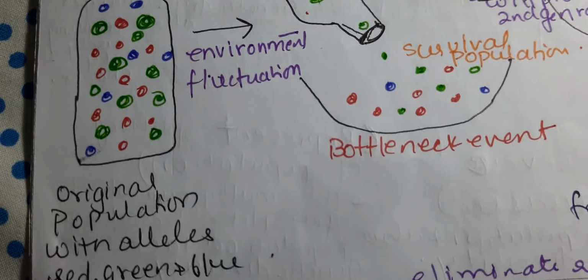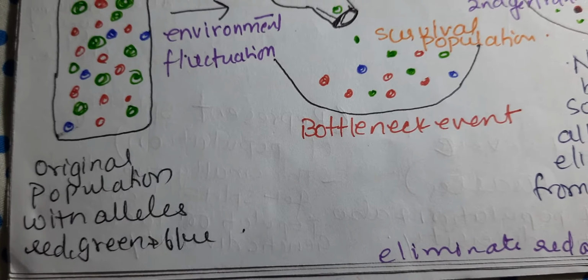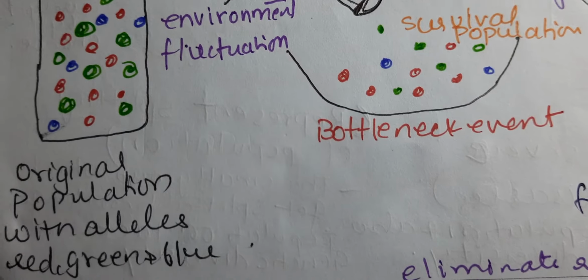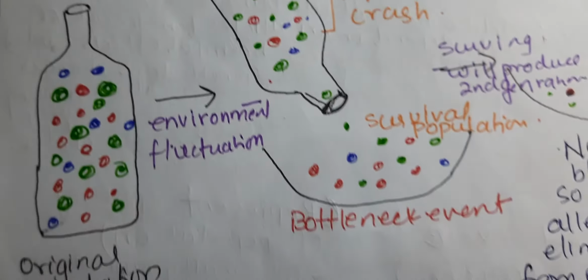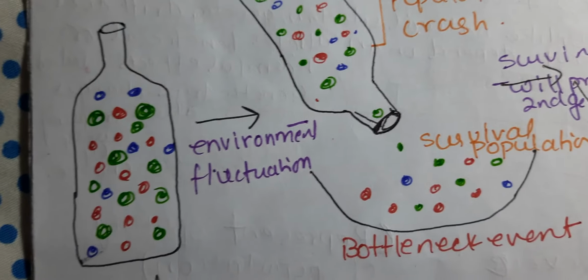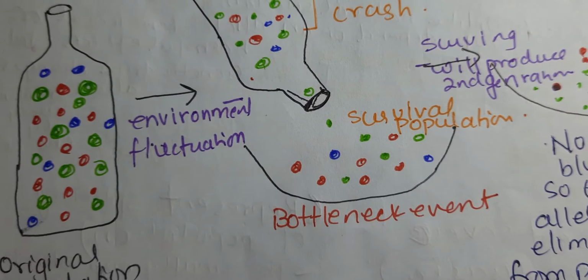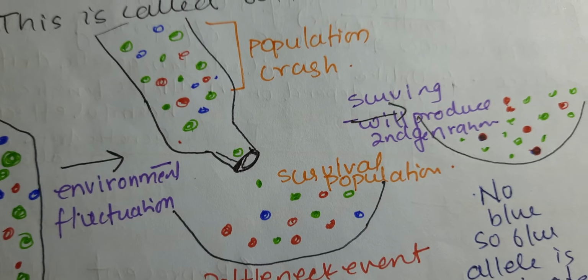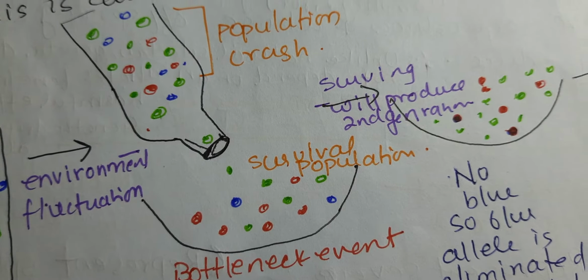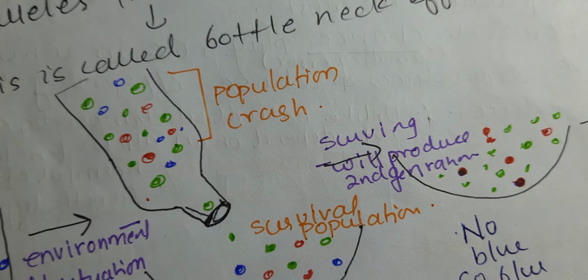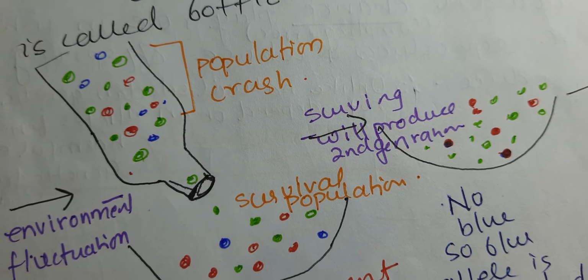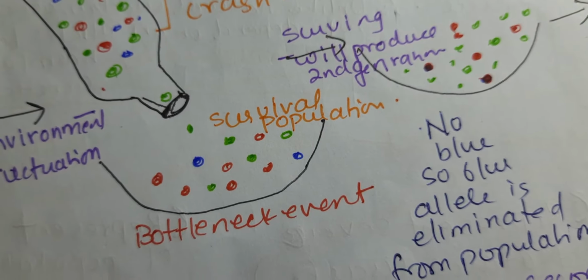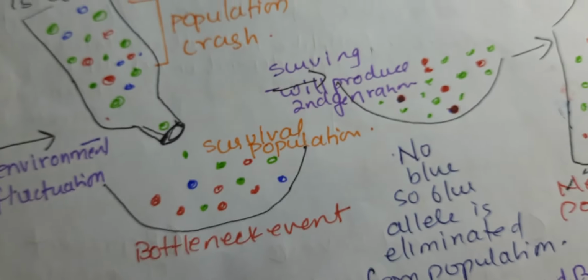So this is a bottle which represents the original population of the alleles green, blue, and let's say red. So they are different variants in the population. So environmental fluctuation occurs. So bottleneck means some of the population will crash, most of the population, because of the flood, and some will survive out of this flood. So this is called bottleneck effect.